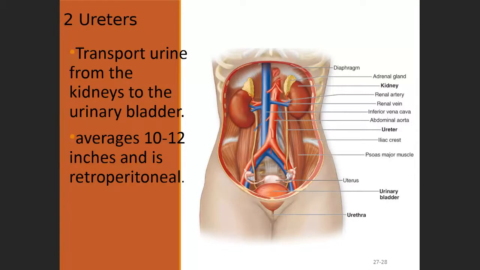Draining urine that we just produced through the actions of the nephron in the renal pyramids of the kidney, out the renal papilla, into the minor calyx, into the major calyx, into the renal pelvis. Now we extend down the ureter, 10 to 12 inches long, towards the bladder. These structures are behind the peritoneal cavity, so they're considered retroperitoneal.